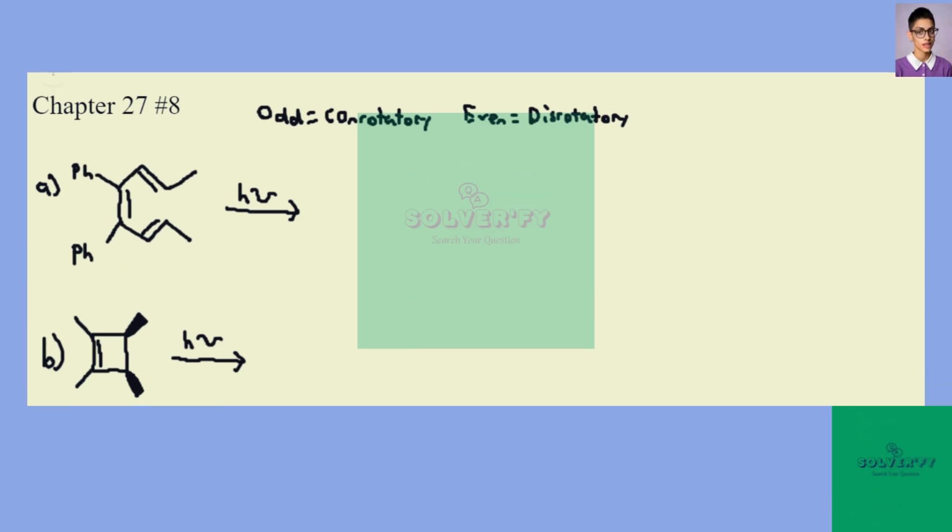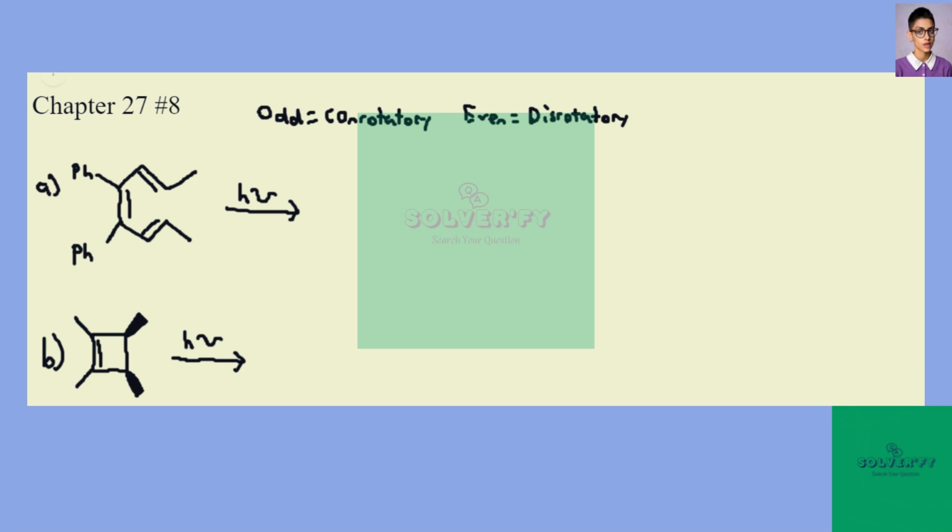This is the answer to chapter 27, problem number 8 from the Smith Organic Chemistry textbook. This problem is very similar to chapter 27, problem number 6. In fact, the two molecules that we're asked to consider are the exact same molecules as we were asked to consider in problem number 6.